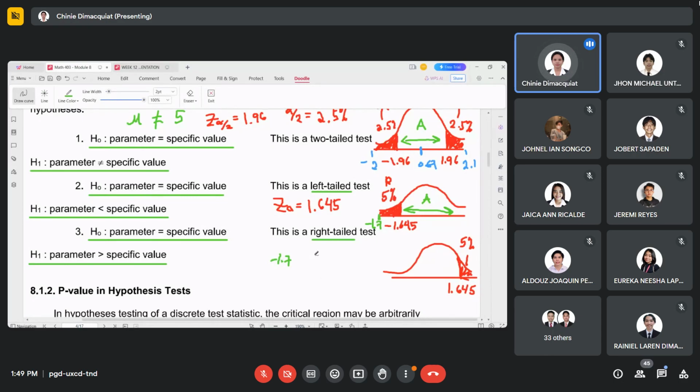And for example 2, our obtained Z value, we plot it here, let's say at the other end. Since it falls under the big acceptance region, we need to accept our null hypothesis. Now let's use negative 1.7 and 2 on our right-tailed test. We plot negative 1.7, and this is still the acceptance region.